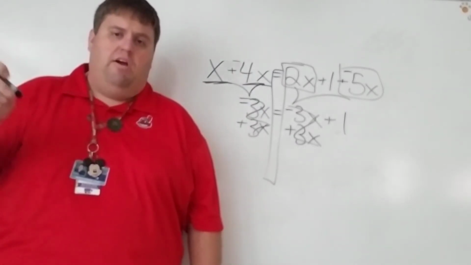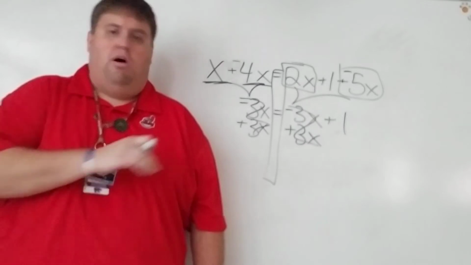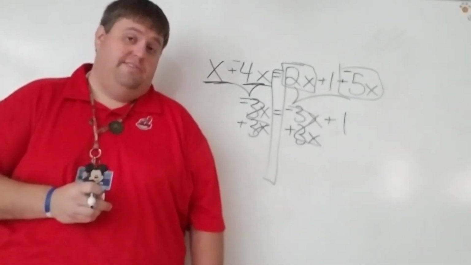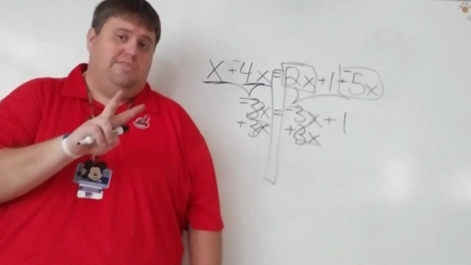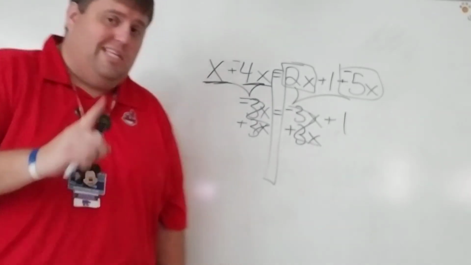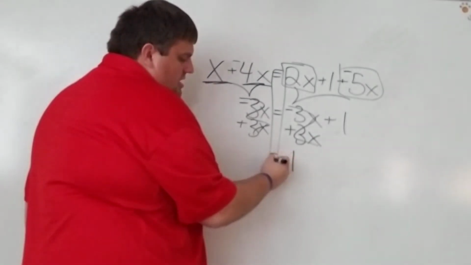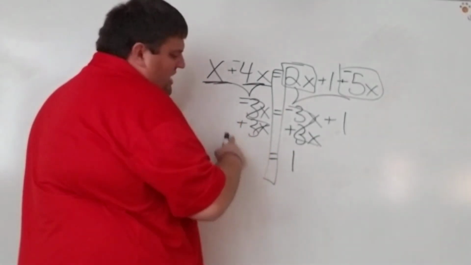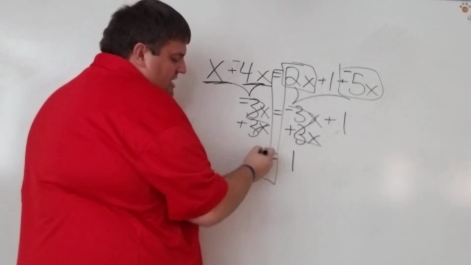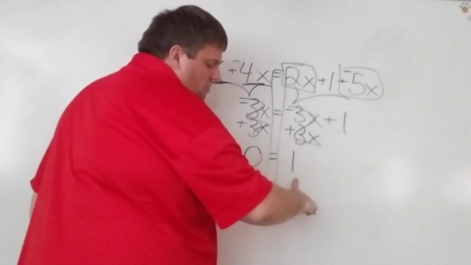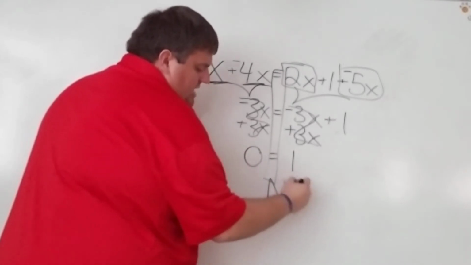Remember, if our variables both cancel out, all the variables are gone from the problem, we know that's a special case. There's 2 special cases we talked about. To see which one it is, let's see what we have left. Over here we have 1. Over here there is nothing, so the math term for nothing is 0. 0 does not equal 1, so that is a no solution.